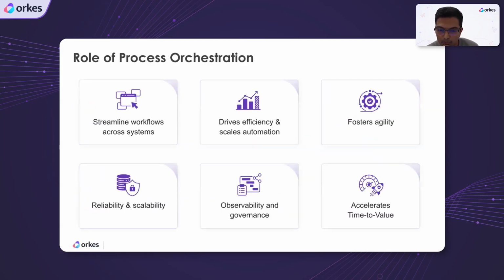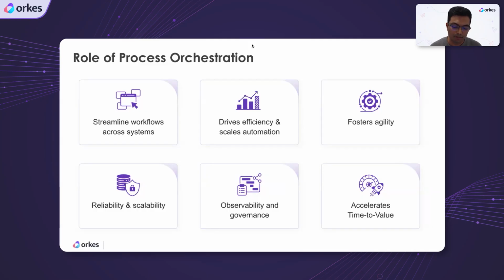So what is the role of process orchestration in digital transformation initiatives? There are several of them, right? So we'll go step by step. First, orchestration helps you to streamline workflows across systems. So in most enterprises, data and processes live across a dozen tools: SaaS apps, APIs, legacy systems. Orchestration connects them into a cohesive, intelligent flow instead of having siloed tasks that barely talk to each other.